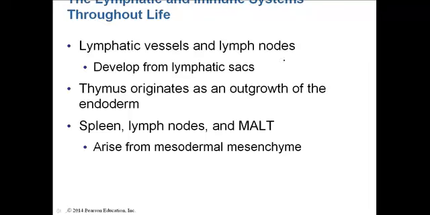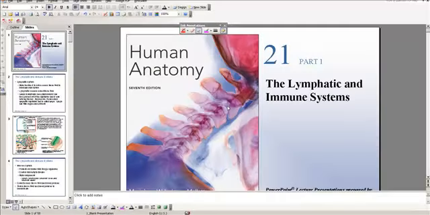Lymphatic system. Just remember that the thymus is very active when you're born, very large, and that will go away by the time you're 25. The thymus originates as an outgrowth of endoderm. You don't need to know that. Everything is from mesodermal mesenchymal. That's the middle layer of the 3 layers of a fetus. Okay, and that's it for that.